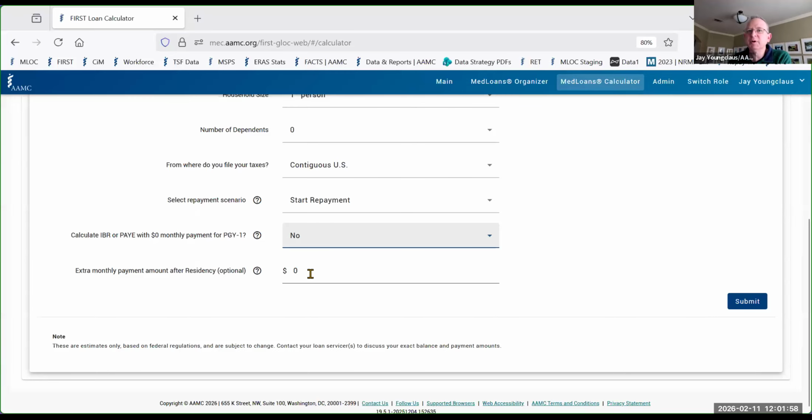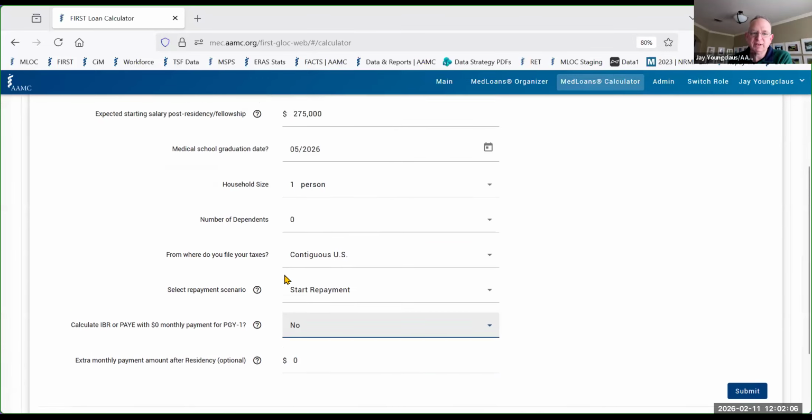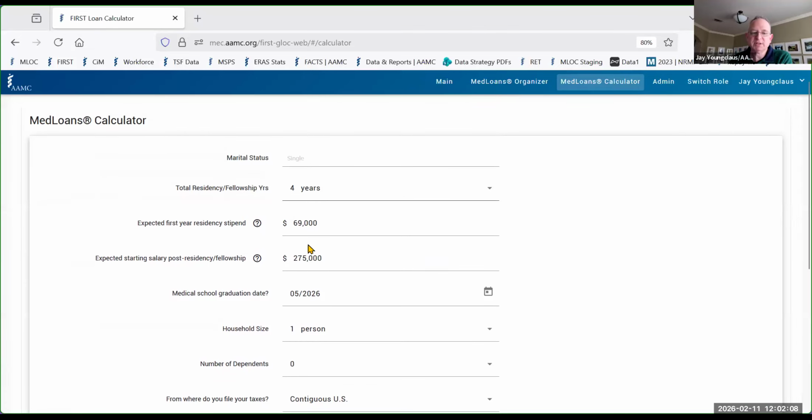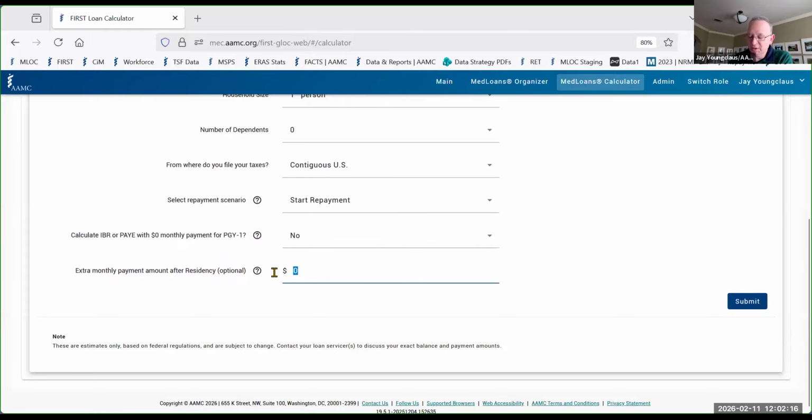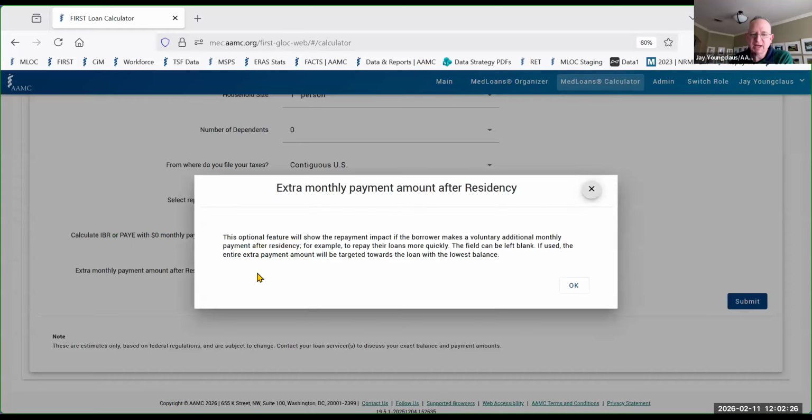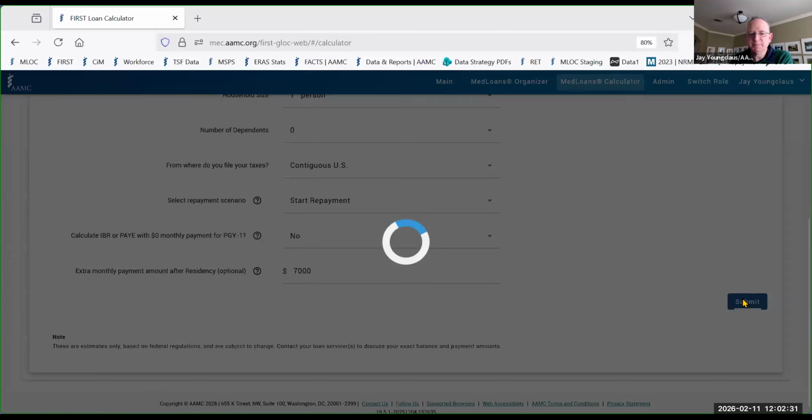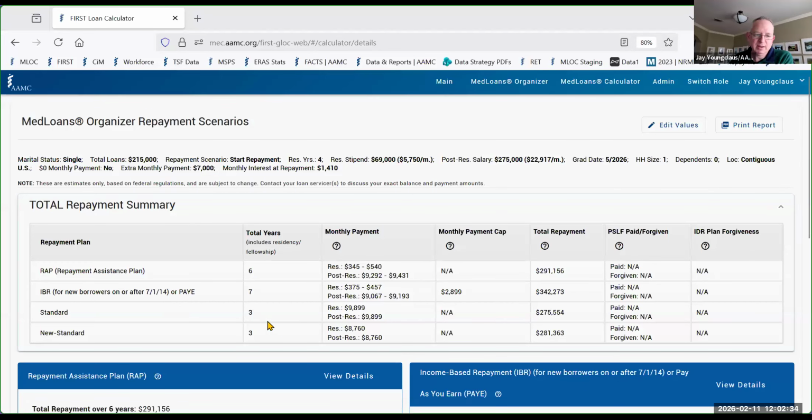But Jonathan's scenario does come up in the real world. Students will say, I want to be aggressive post residency. I'm going to have some resources. I want to really focus it on the debt. So in this case, we talked about a 4-year residency. I believe we were talking about emergency med, 275 as our income. Let's say we're going to make a $7,000 a month payment. Very aggressive because we want to pay off our loans as quickly as possible. So what happens if after residency we make an extra $7,000 a month? Again, this tells you a little bit more about the field, but let's submit that and see what happens.